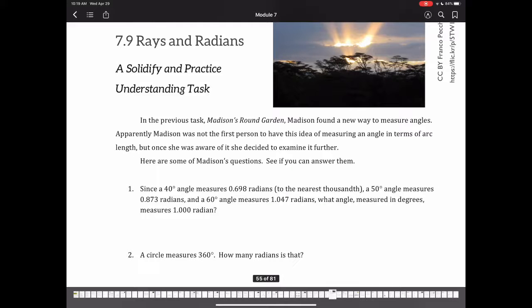All right, 7.9, rays and radians. In the previous task, Madison's round garden, Madison found a new way to measure angles. Apparently, Madison was not the first person to have this idea of measuring an angle in terms of the arc length, but since she was aware of it, she decided to examine it further. Here are some of Madison's questions, and see if you can answer them.